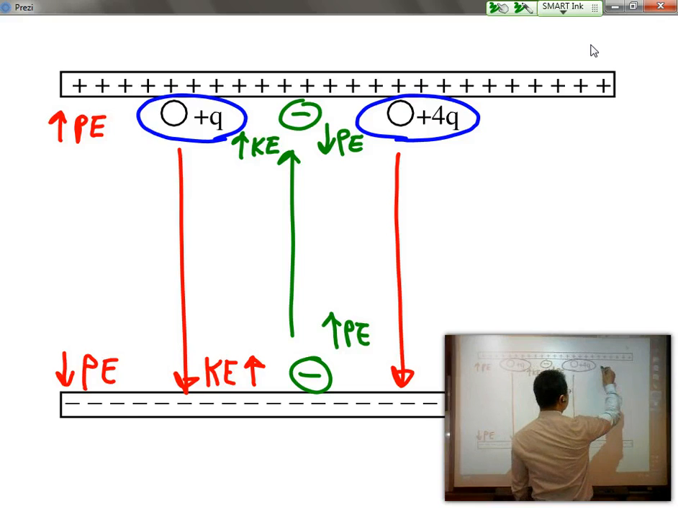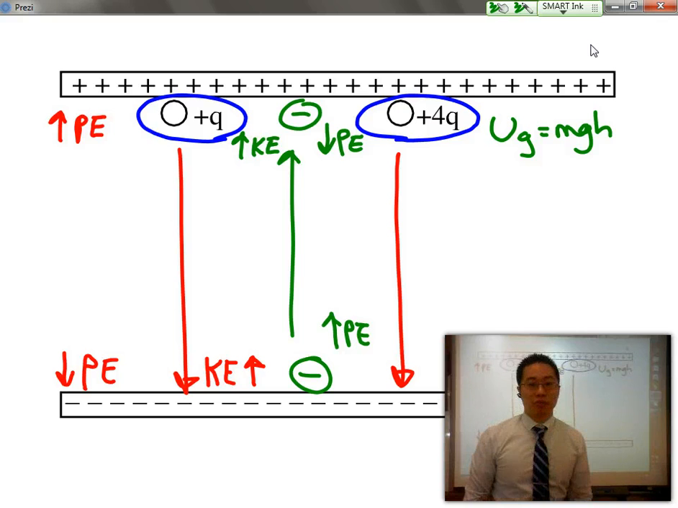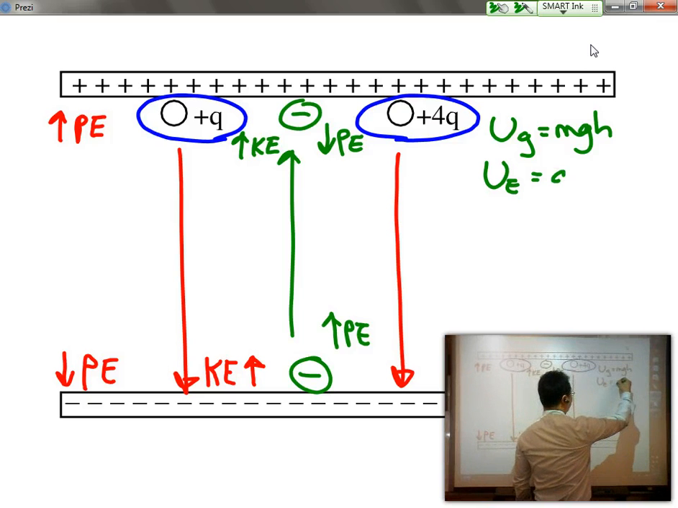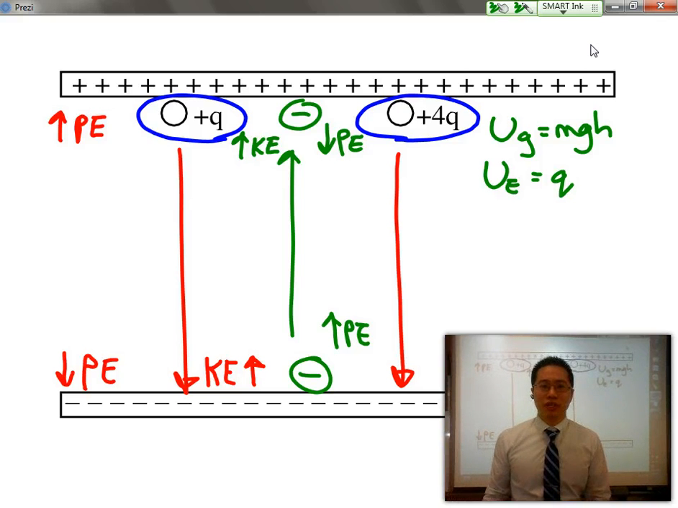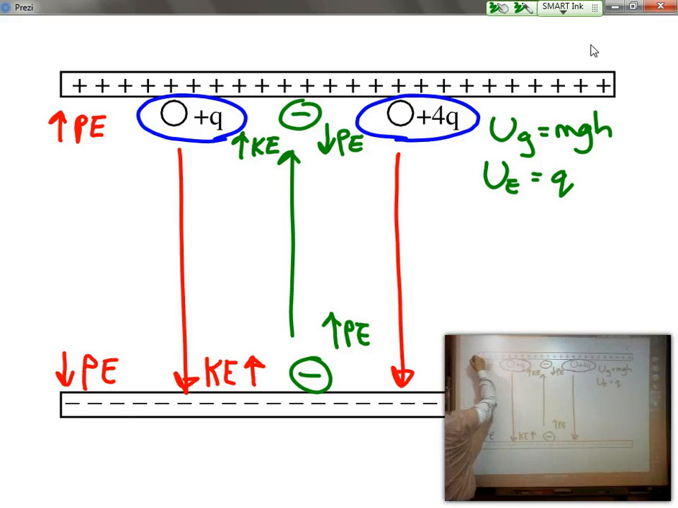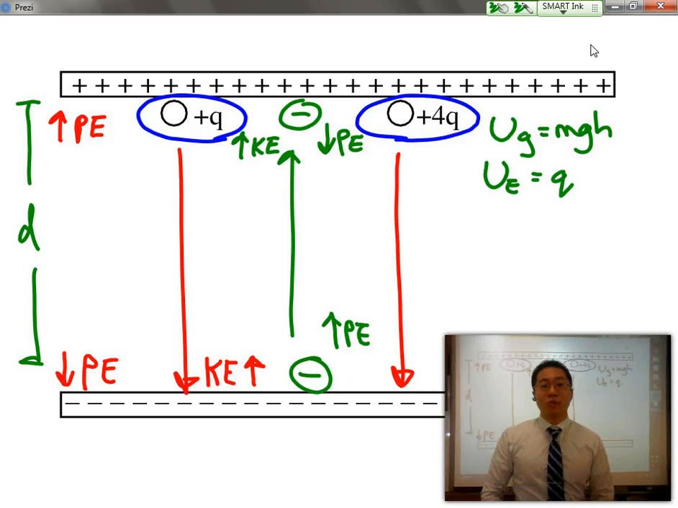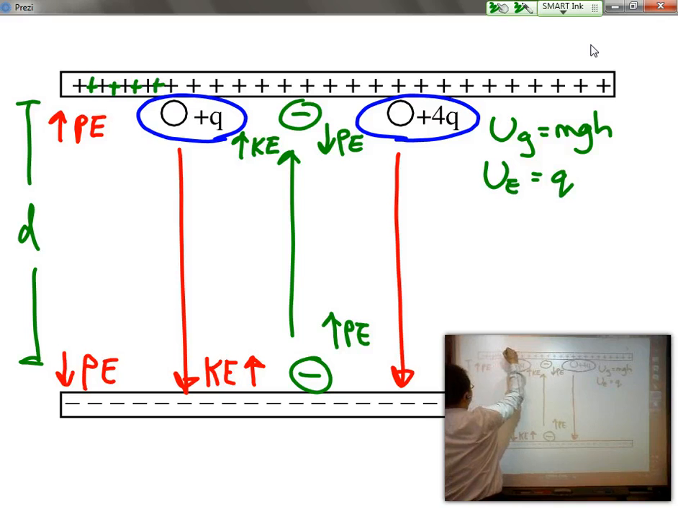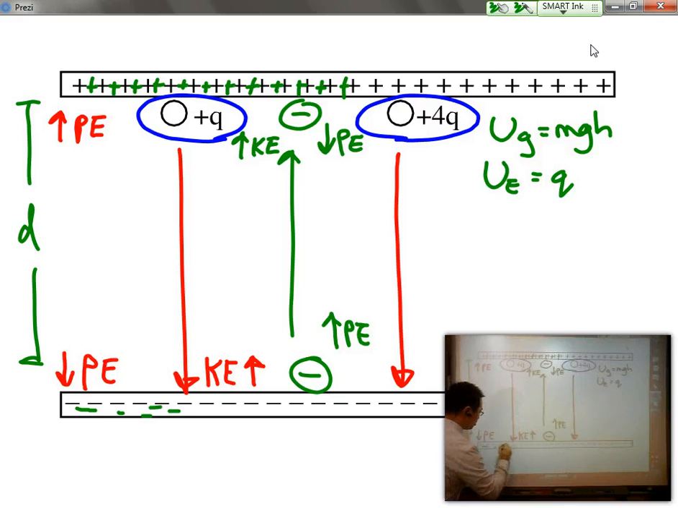Okay? Before, UG equals mgh. Whenever I'm talking about UE, the energy stored in an electric field, rather than dealing with weight, I'm dealing with charge. But what's the equivalent of height? I mean, I know I have this distance over here, and that technically could be considered the equivalent of height, but what if the plate had a stronger positive charge on it and a stronger negative charge?